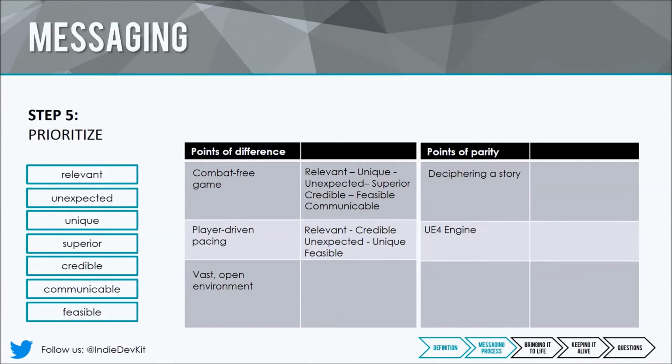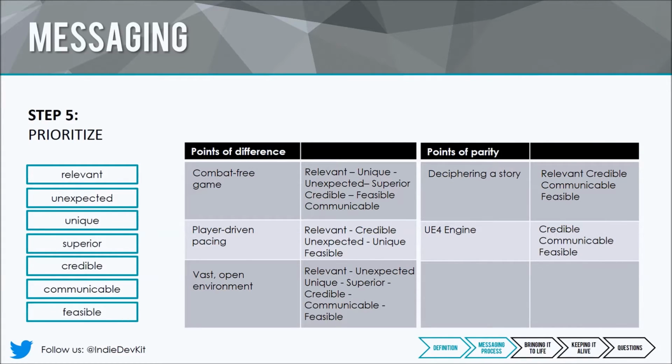The vast, open environment is a very strong feature. It is relevant. People like getting some value for money. It's a large game compared to most in the category, making it superior, and it's very easy to communicate visually. Looking at the points of parity, deciphering a story is something that many games in this category do, but it's very relevant to the audience because that's what they like doing. It is credible coming from developers who previously worked on BioShock games, and it's easy to communicate, unlikely to be cut. The message about the engine is credible enough and easy to communicate, also very unlikely to change, making it very feasible.